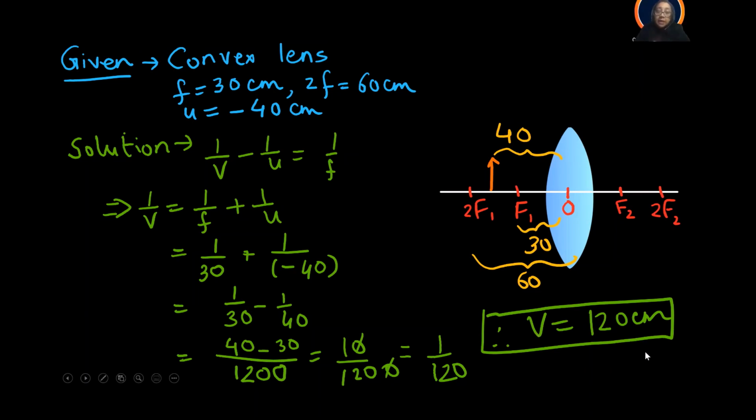Now you can understand, if the V is positive, that means it is lying on the opposite side of the object, because the object distance we have considered is negative, and hence the image will be formed on the other side of the lens, right? So the image will be formed right here. And this distance is 2F1. So it is beyond 2F1. It is forming away from the 2F1.